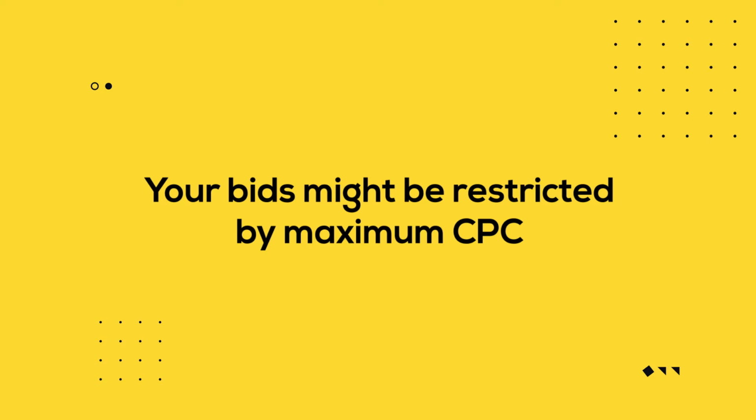Your bids might be restricted by maximum CPC. It could be that for a given keyword, in order to get your ads to appear in the top section of Google, you might need to be bidding, let's say for example, $5 or £5. But you could have a restriction placed within your campaign settings, so that your maximum CPC might be £3 or $3.